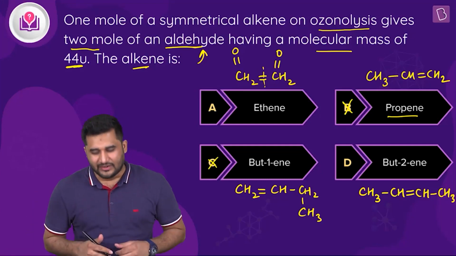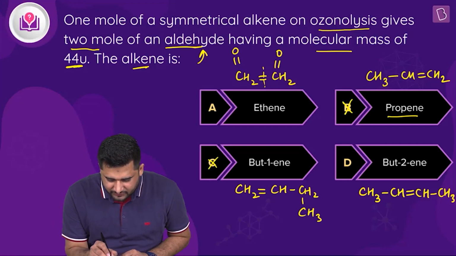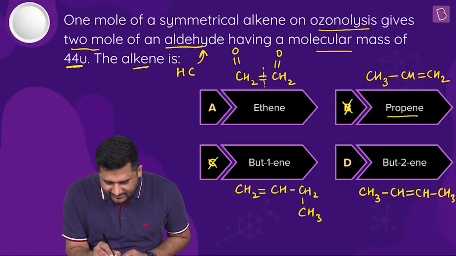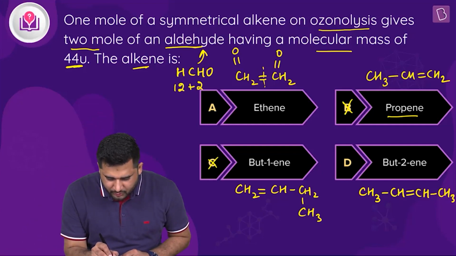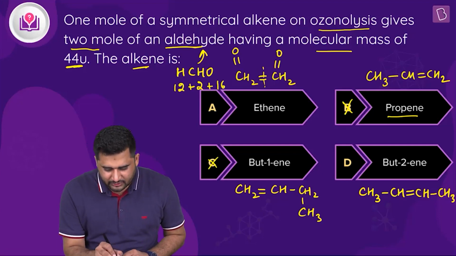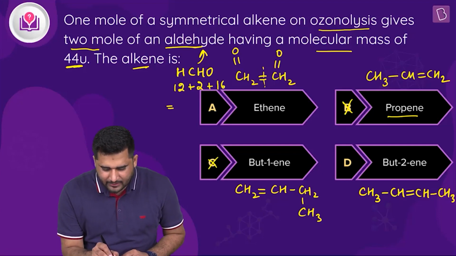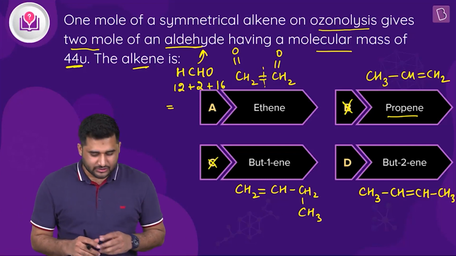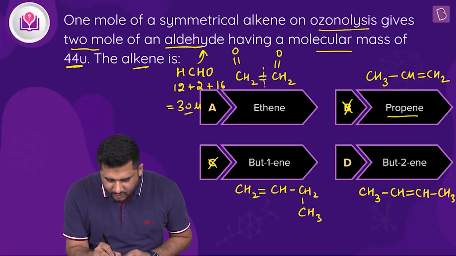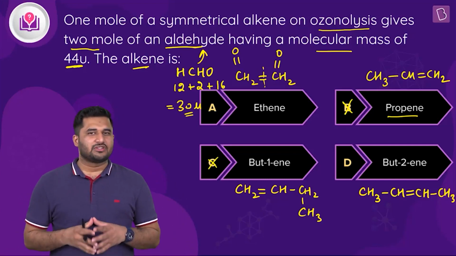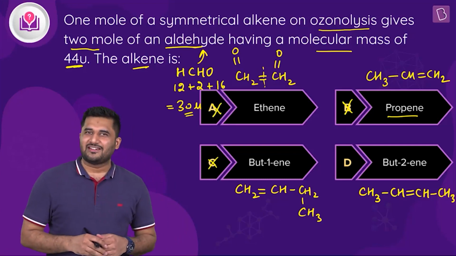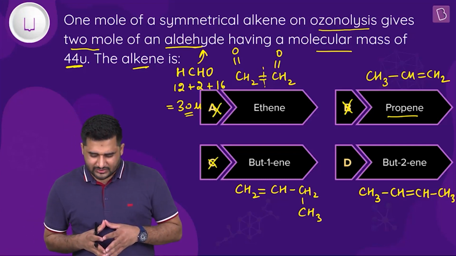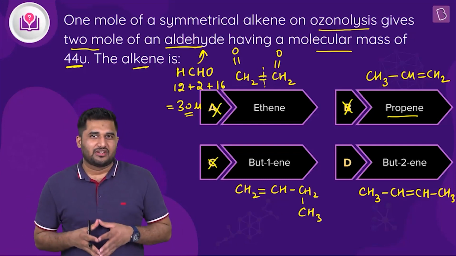All right, let's now calculate the molecular mass of formaldehyde. So we know that in case of formaldehyde, the formula is HCHO. And here you can see 12 U from carbon, and then you have 2 U from 2 hydrogens and 16 U from oxygen. So this means a total of 12 plus 16 plus 2 becomes 30 U. So the molecular mass for the aldehyde is 30 U, which is definitely not matching with what is given in the question. So option A cannot be the right answer. So left with us is only option D. Definitely it has to be the right answer.